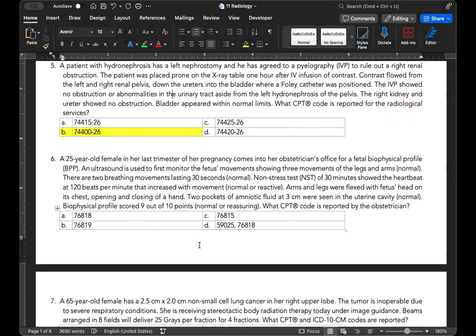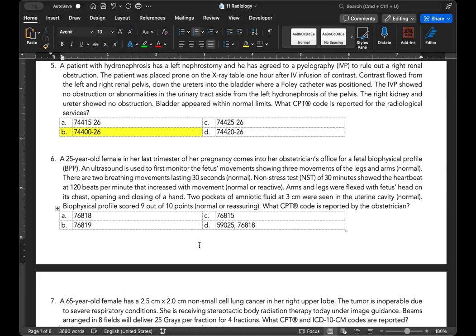Okay. So let's go ahead and jump to number 6. A 25-year-old female in her last trimester of her pregnancy comes into her obstetrician's office for a fetal biophysical profile, also known as a BPP. An ultrasound is used to first monitor the fetus's movements, showing 3 movements of the legs and arms, which are normal.